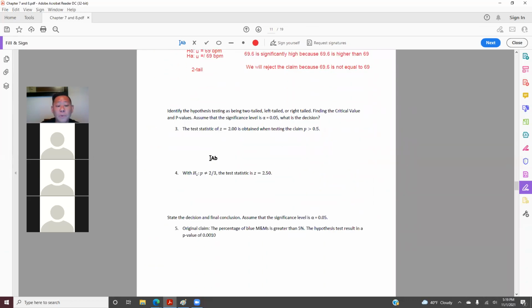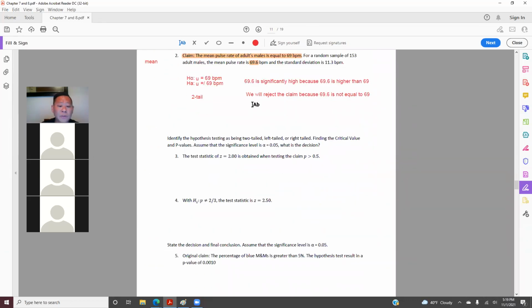So this is examples 3 and 4. You have to identify if this is a two-tail, left tail, or right tail, find the critical value and the p-value, and then make a decision. We'll talk about the decision later on. So let's figure out whether we have a left tail, right tail, or two tail. It is determined by the claim statement.